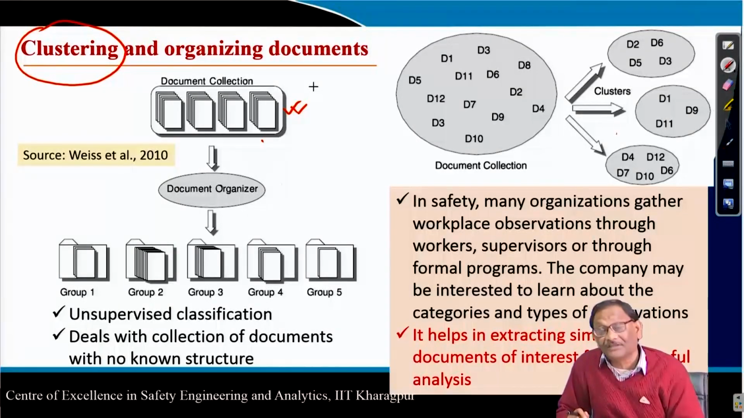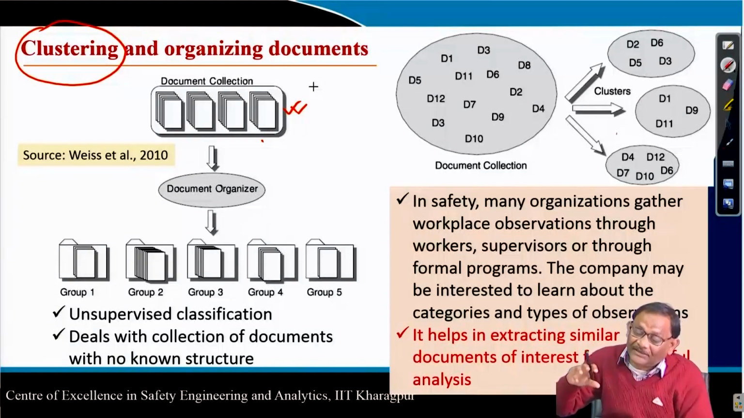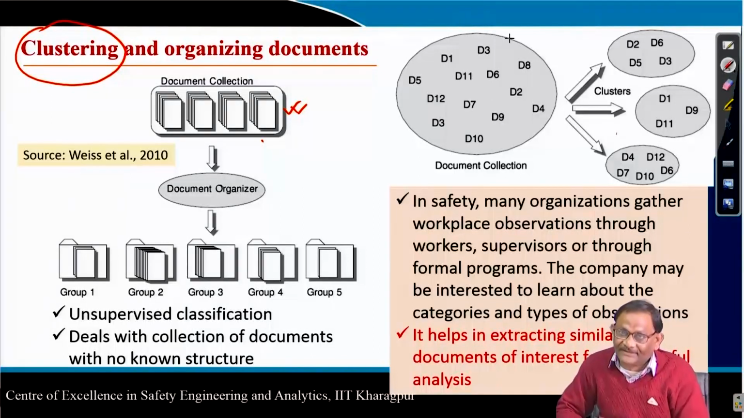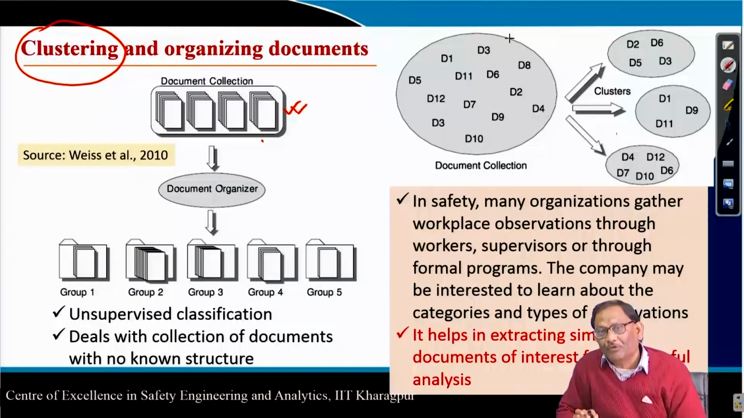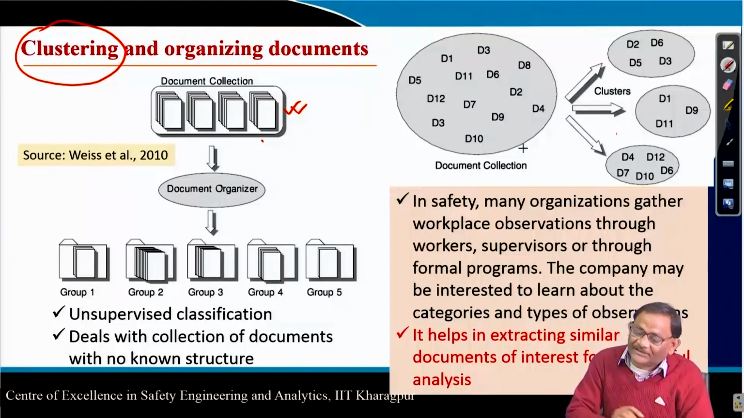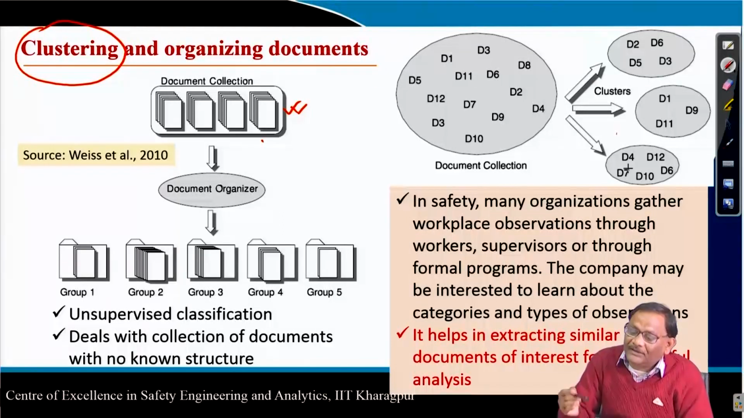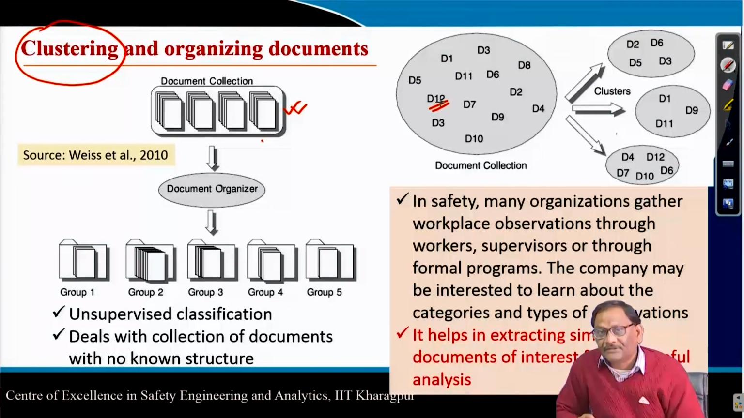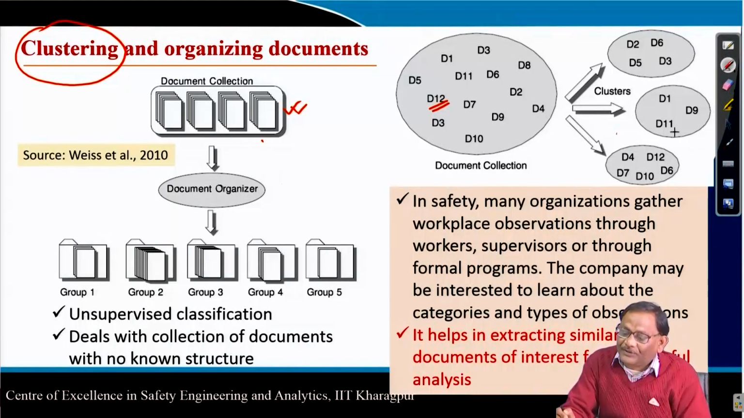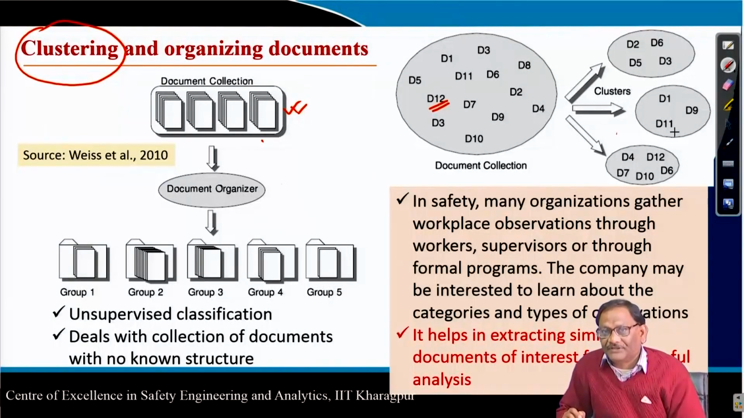Because the classes are not known, later on, by seeing the documents in a particular group, we can name the group. For example, we have considered 10 different cases. So we are saying these are 10 different documents. Now if I use cluster analysis, I may find that the documents are grouped into three classes. Actually, I have taken 12 documents here, not 10. So 12 documents, and these are grouped into three categories.